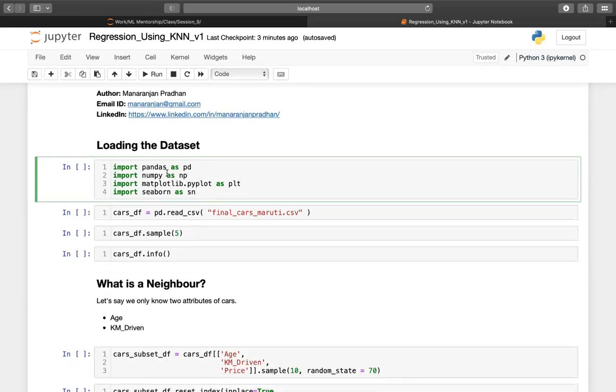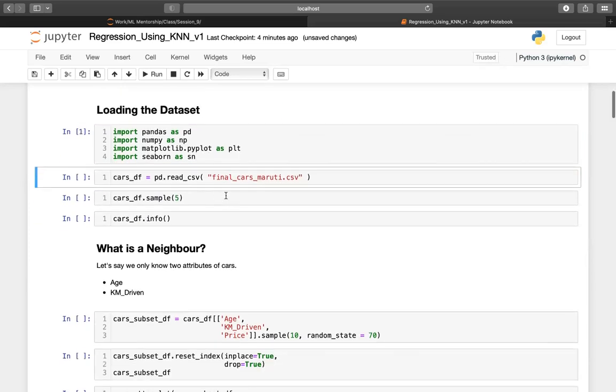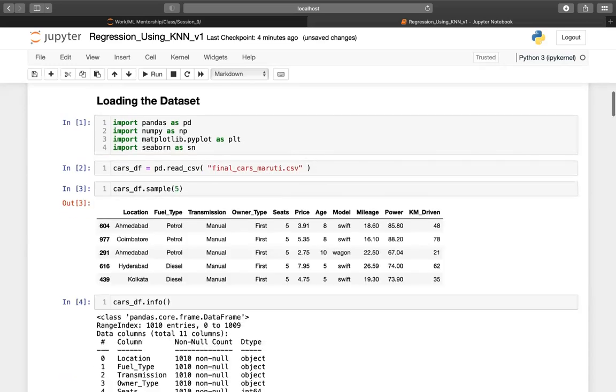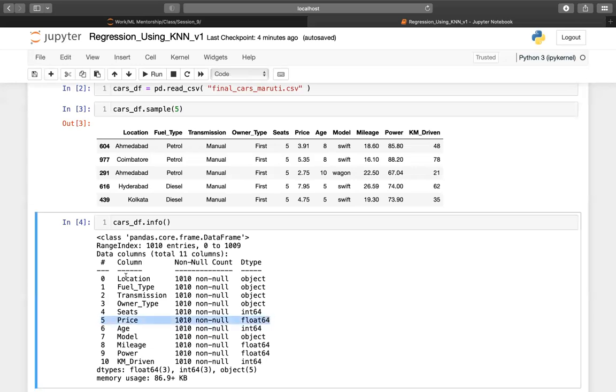So let's import all the required libraries, pandas, numpy, matplotlib, and seaborn, and load the data set, which is final cars maruti.csv, and look at a few samples. We have already gone through this. There are about 1010 entries and about 11 columns, and out of that one is the outcome or target variable, the y, and the remaining are all features.